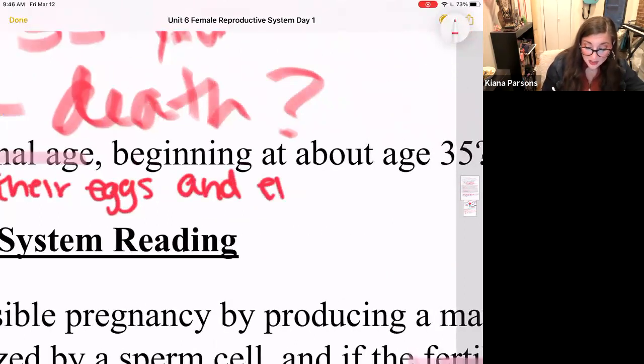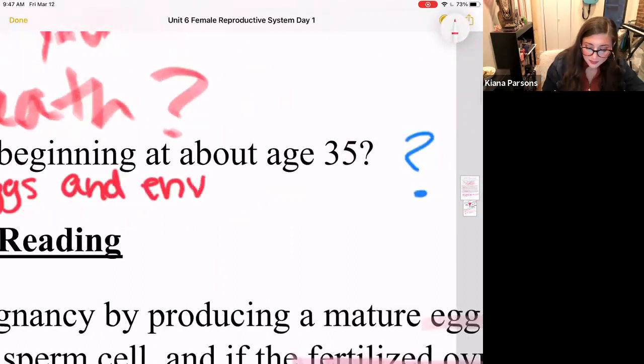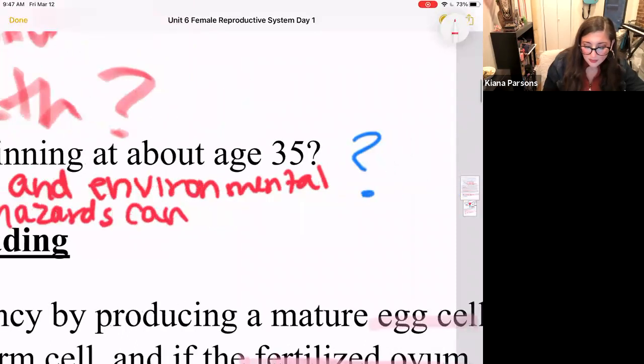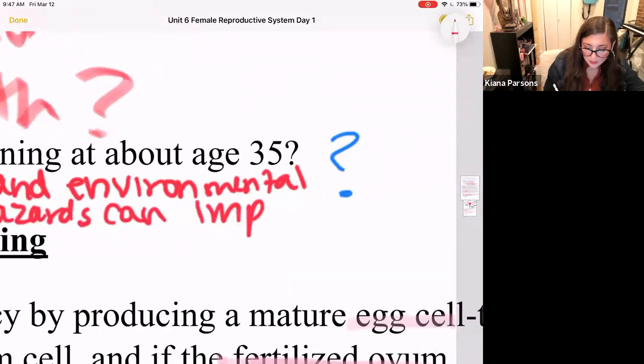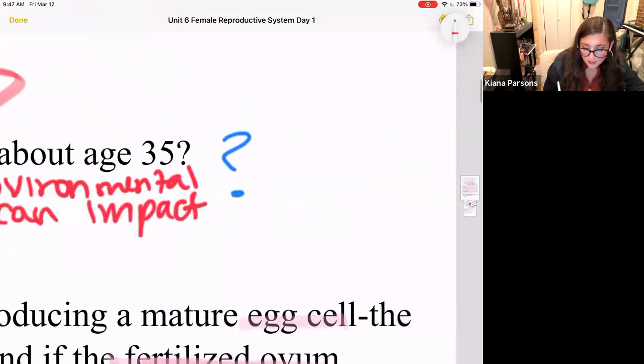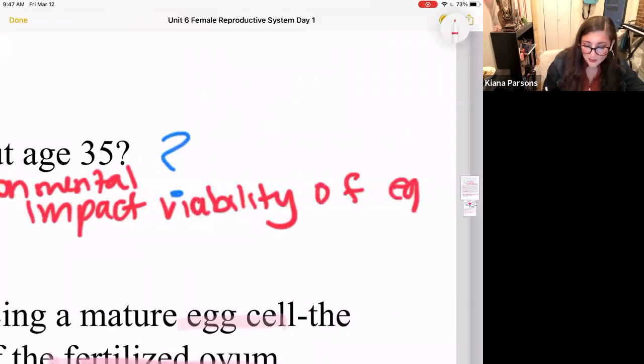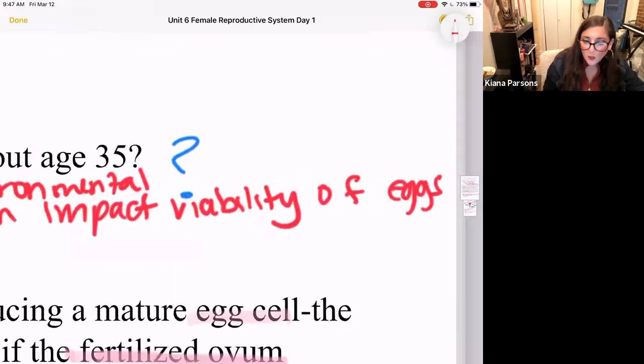And environmental hazards affect the viability of eggs.